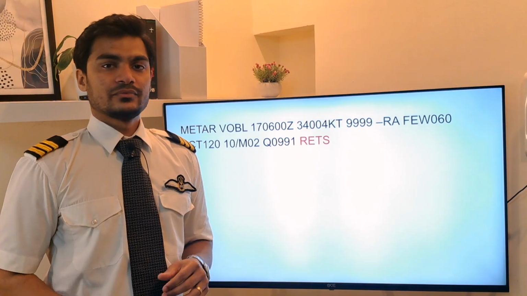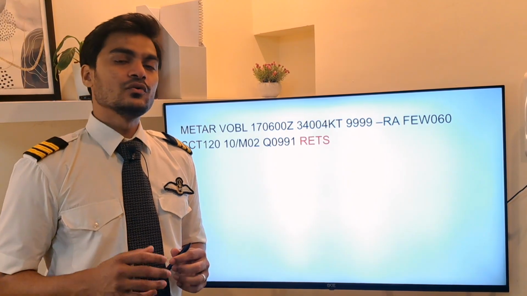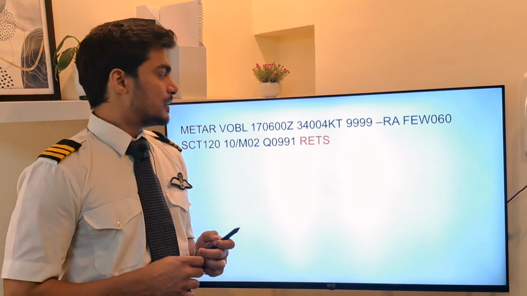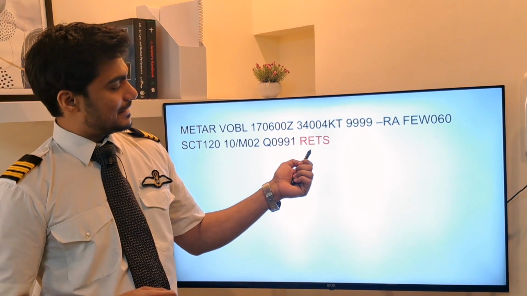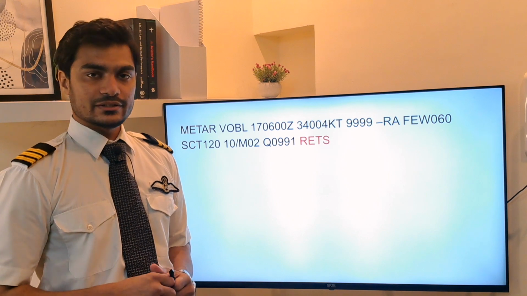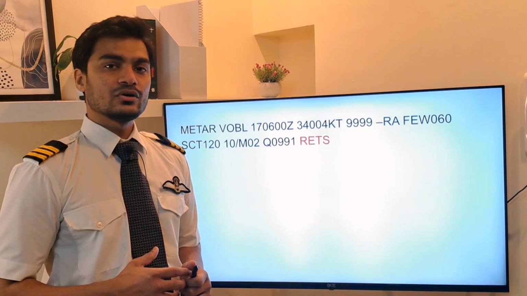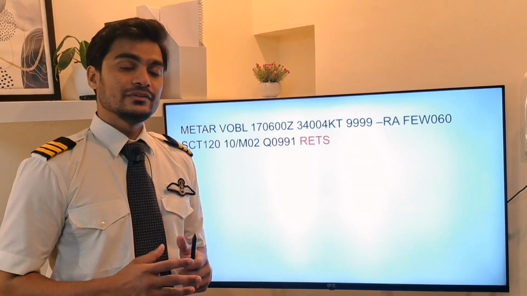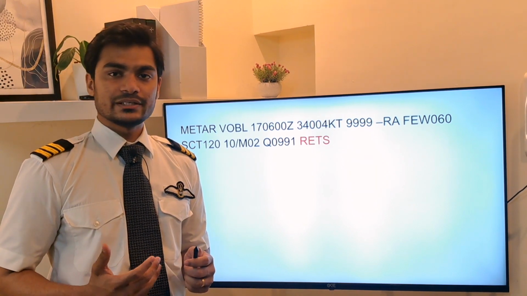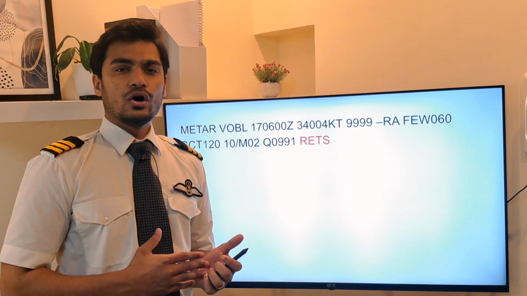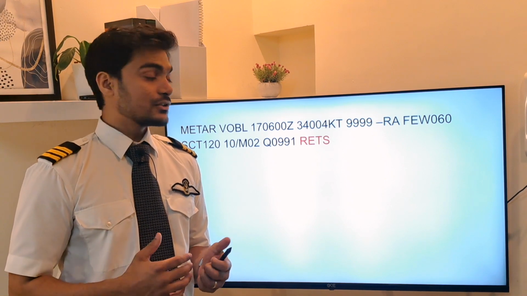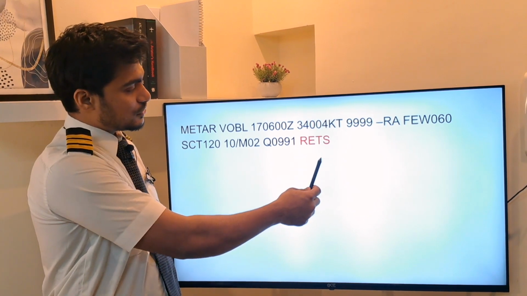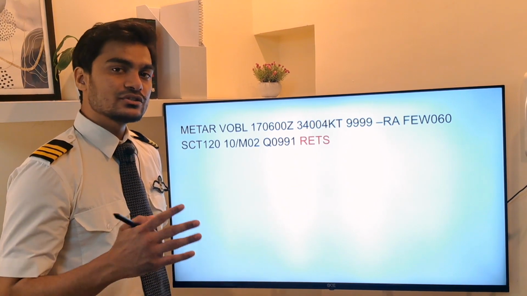Now let's have a look at another coded information which is presented in a Metar, which starts with the letters RE. Like the one that we just see over here, RETS. RE stands for recent weather. Anytime in the past hour, or since the last Metar which was issued, if there has been a significant change in the weather, like if it has ceased or if the weather has reduced, it is always mentioned in the Metar, like the one over here. It says recent thunderstorm. That means in the last hour there was thunderstorm activity.